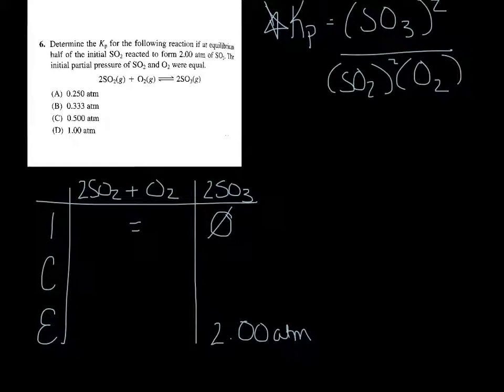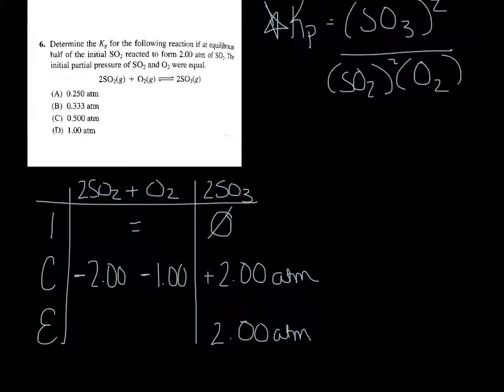Now, we know that if we started at 0 and end at 2 atm, then the change is positive 2 atm. If the change is positive 2 atm, this is related to the coefficient. Since the coefficient is 2, we can fill in the change on the other side of the equation. This is going to be minus 2 atm, and this one is going to be minus 1 atm, since the coefficients are 2 and 1, respectively. Alright, so we have this information.